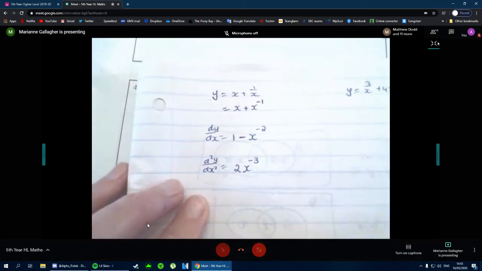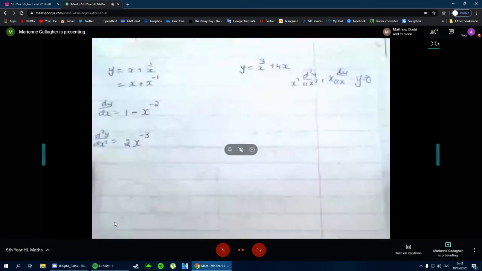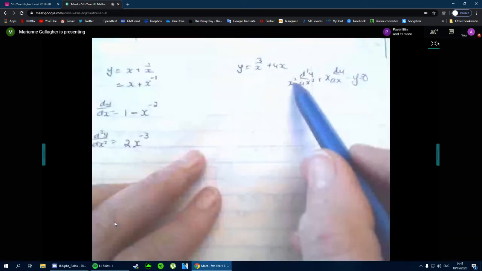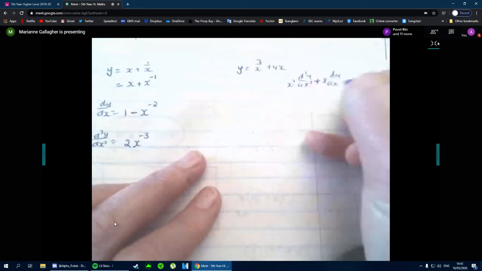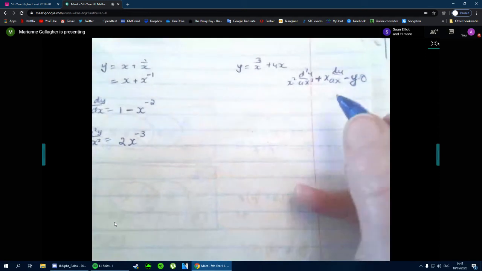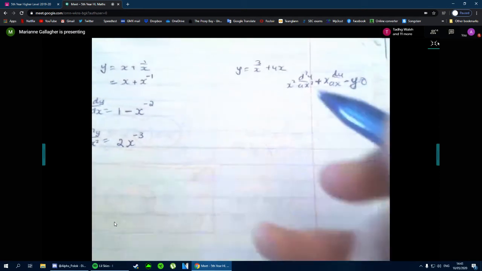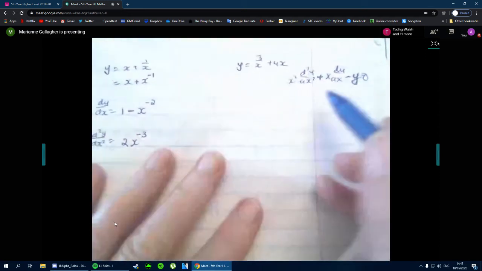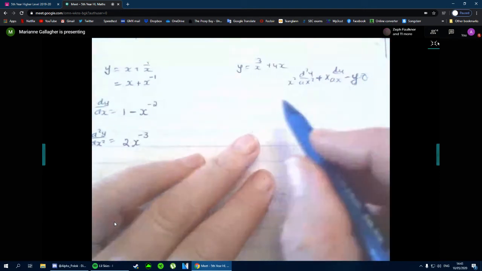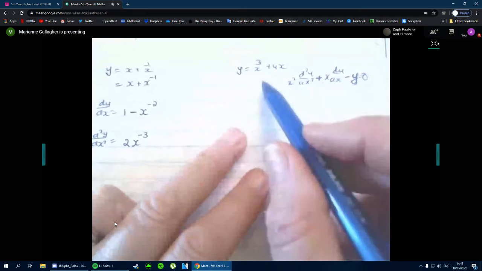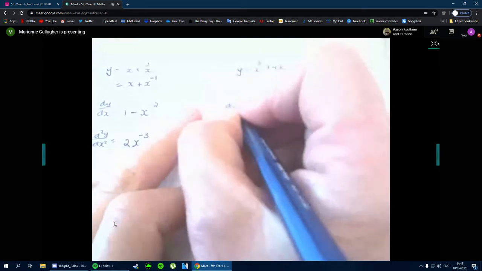Yeah. And then the next one is what we call a differential equation. These are used a lot in simple harmonic motion and electricity and all sorts of real world problems, basically relating the acceleration, the speed, and the distance. Okay, so find dy dx first.